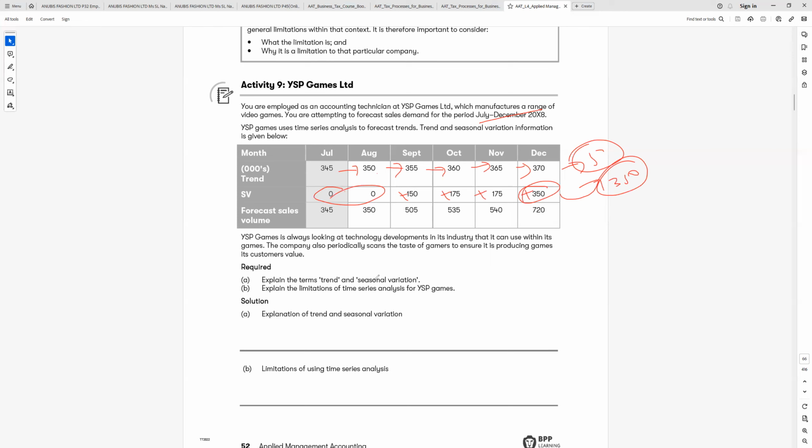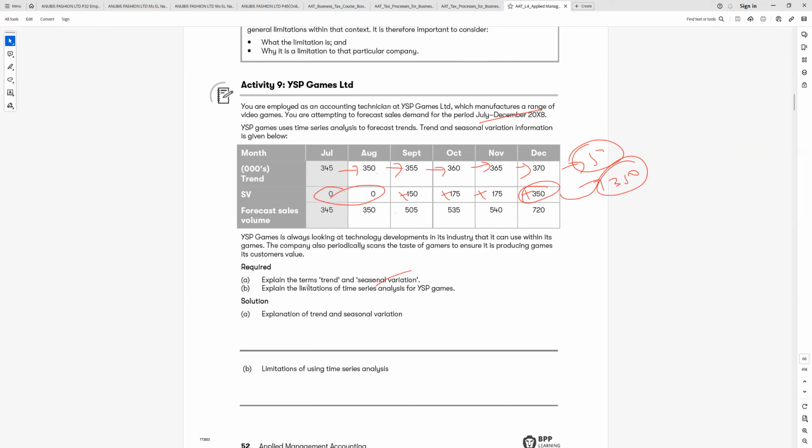So explain the terms trend and seasonal variation, we explain that. So we can say like in July and August, the seasonal impact is 0 because people don't buy in the summertime. But during the holiday time, Christmas time, people buy games a lot. And that's why the sales go really up. Yeah, I think that's it. You can say that.